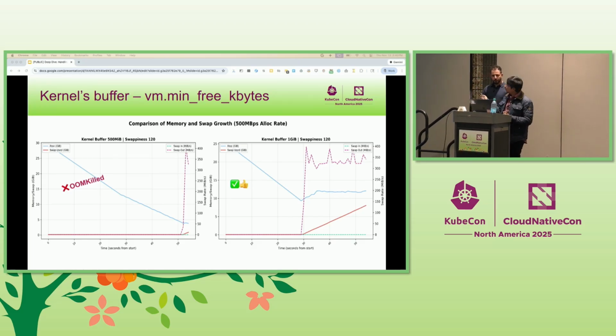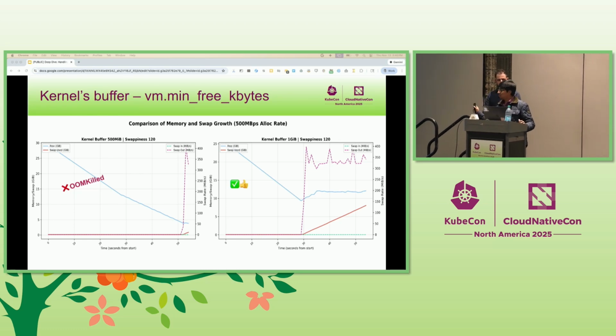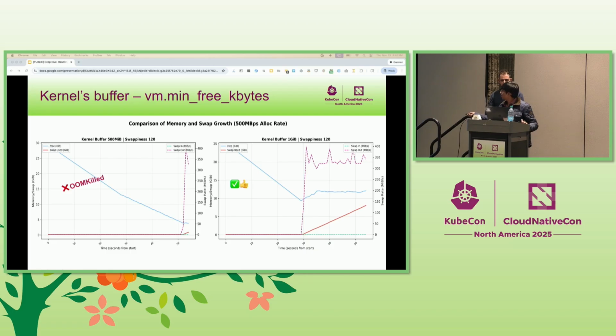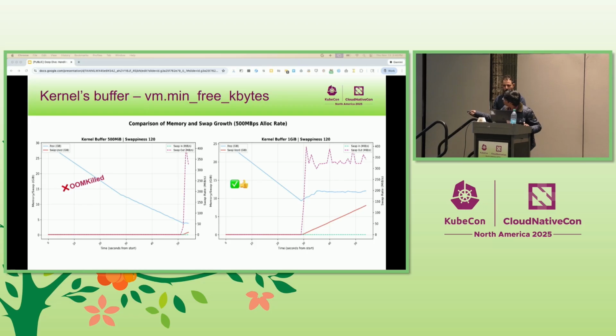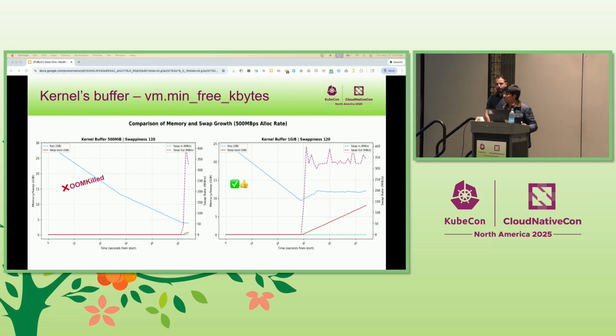I'm trying to load up memory at a rate of 500 MB per second. It's a local SSD-backed swap. Just by pulling up the minimum watermark level, I'm able to kickstart swap earlier. Even though the previous one had swap activity, it was not able to sustain the rate of growth. Here, with more time for swap activity, the node was able to protect the workload from being killed.